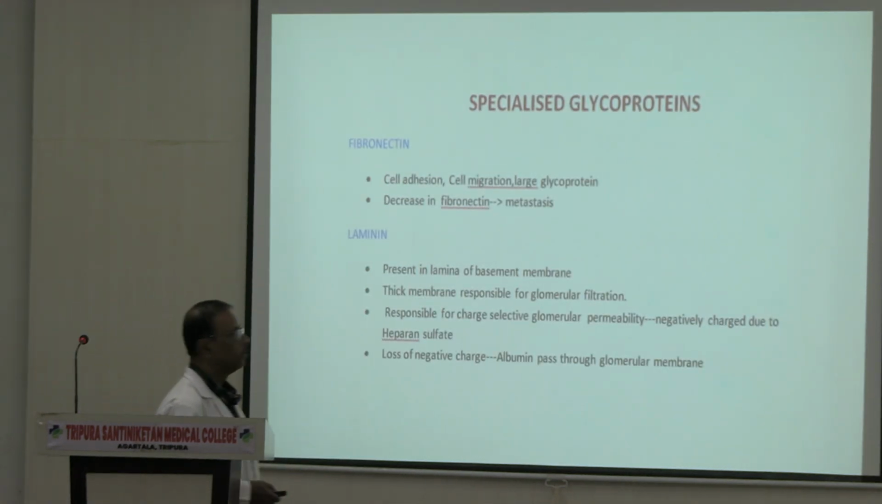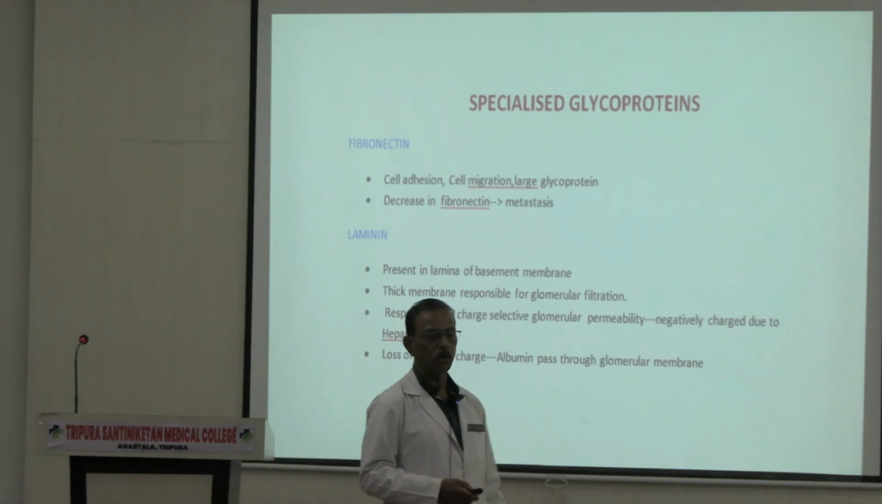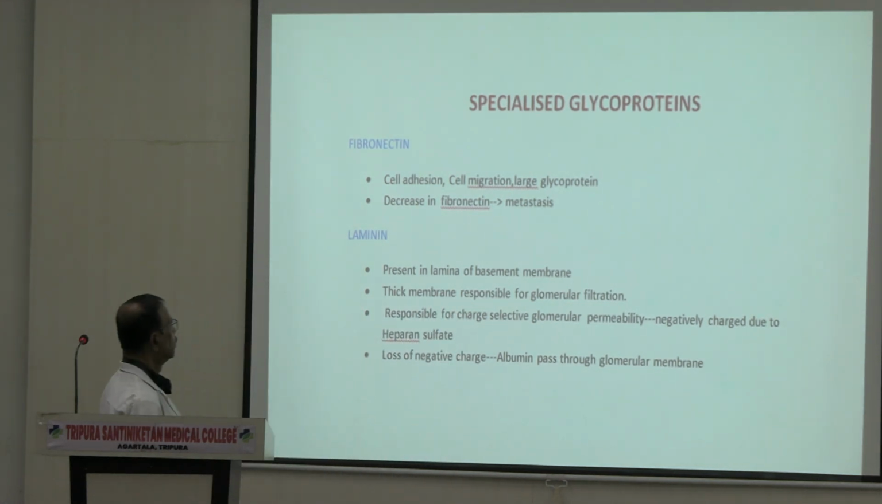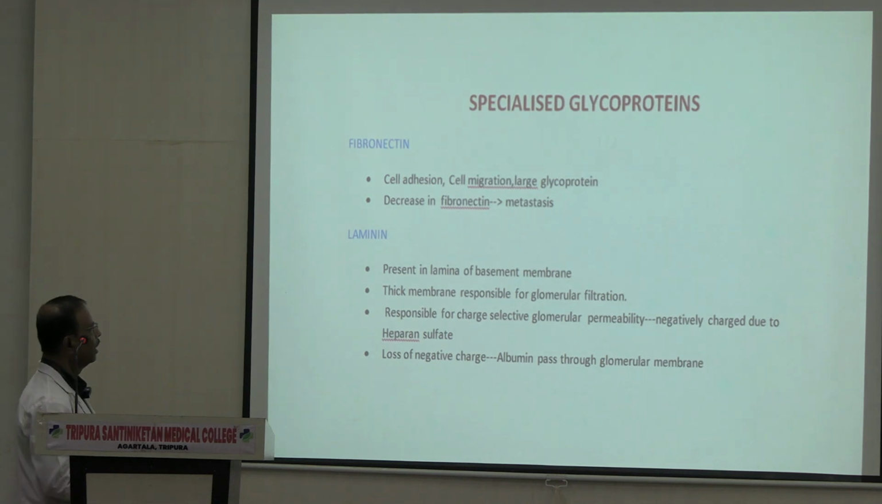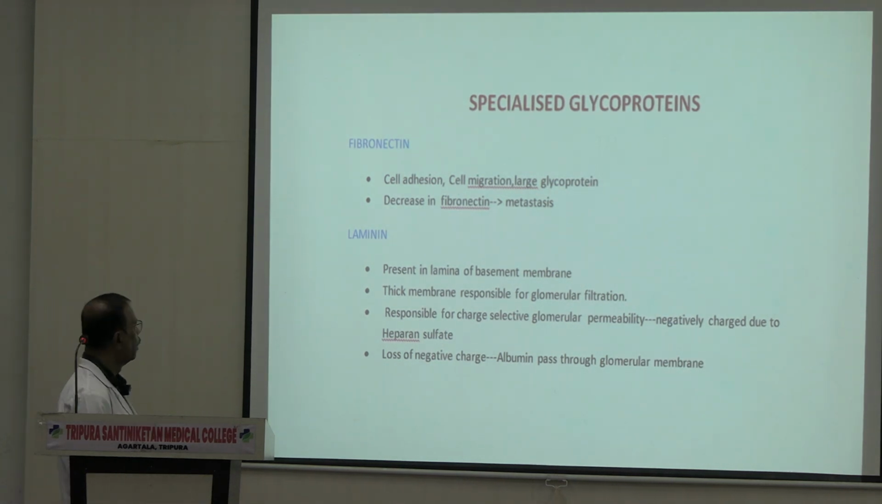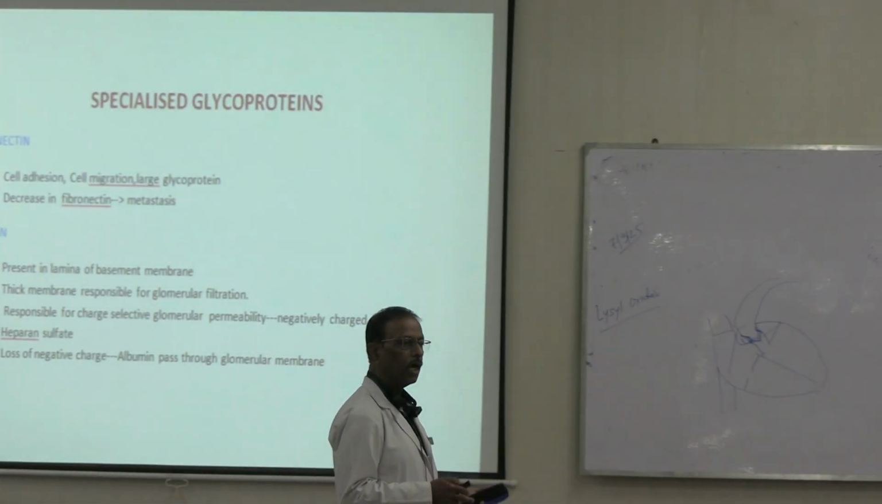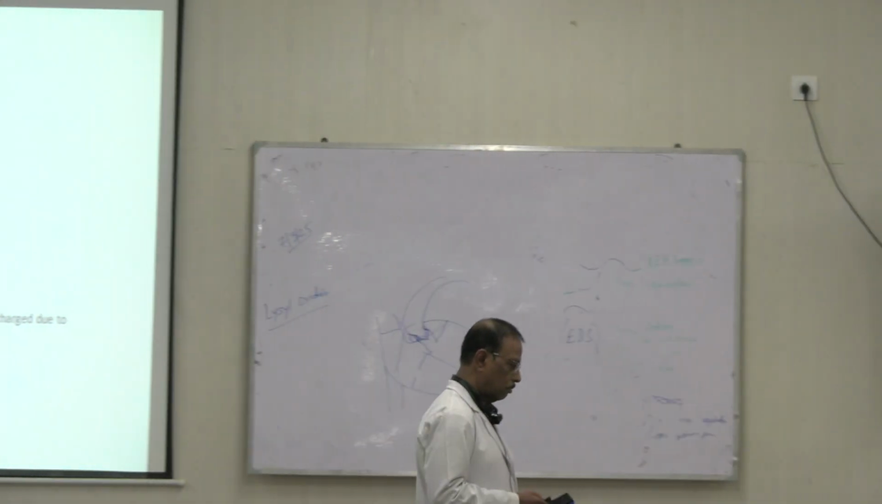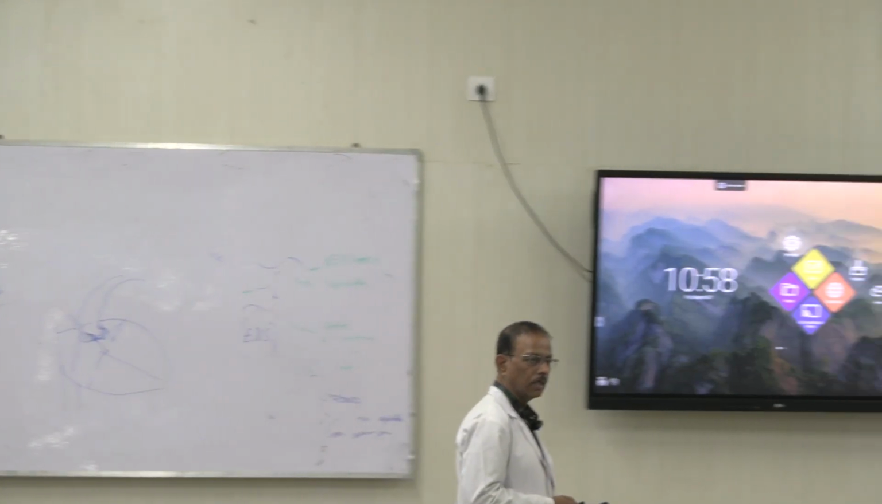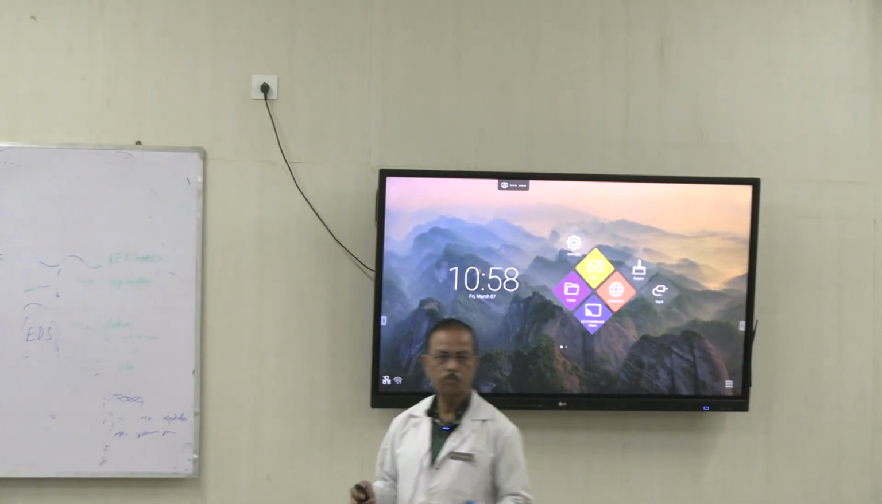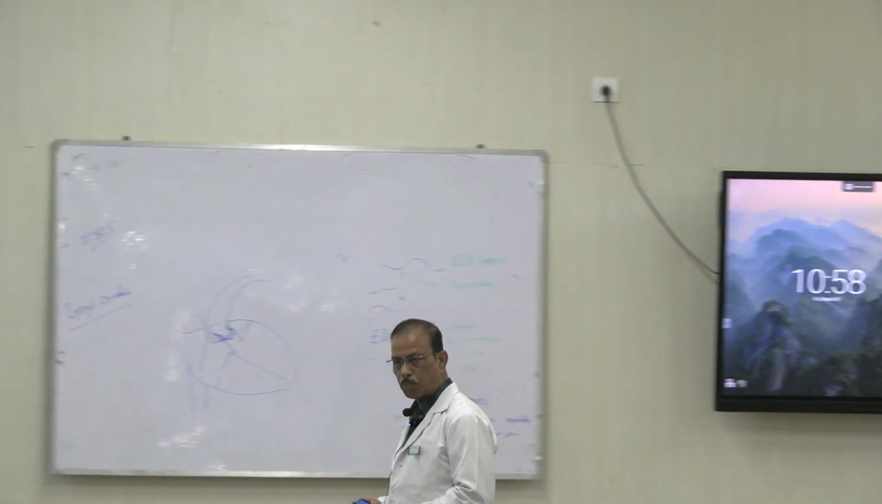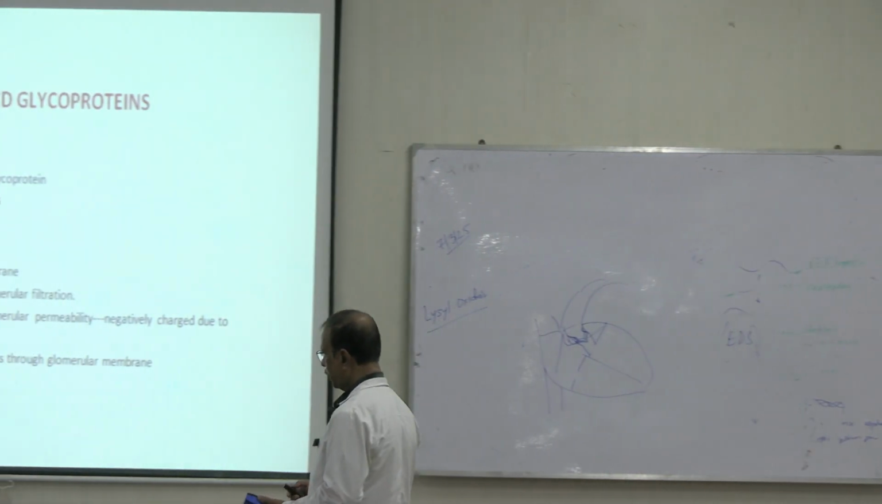Now coming to the second group, specialized glycoproteins. They are fibronectin, laminin. Fibronectin, its function is cell adhesion, cell migration. It is a large glycoprotein. Decrease in fibronectin causes metastasis because cell adhesion with the extracellular matrix component prevents the cell from moving here and there, unprogrammed migration of the cell from here and there.